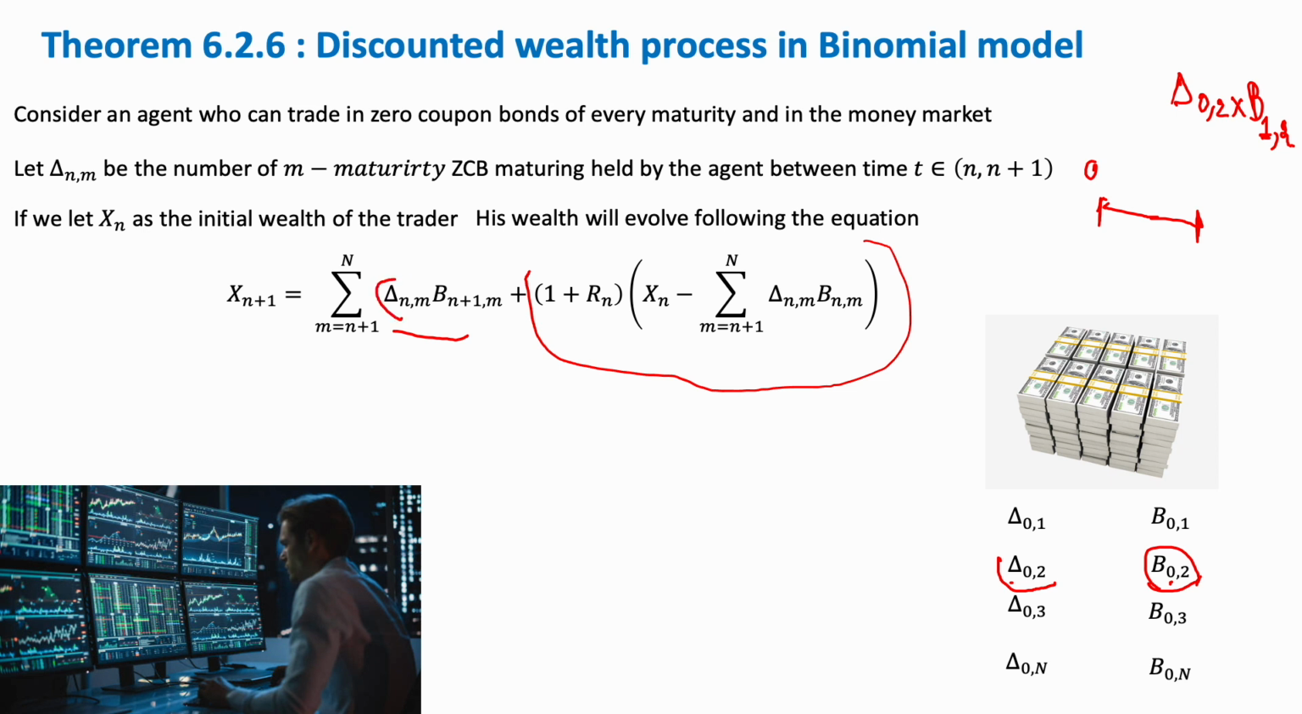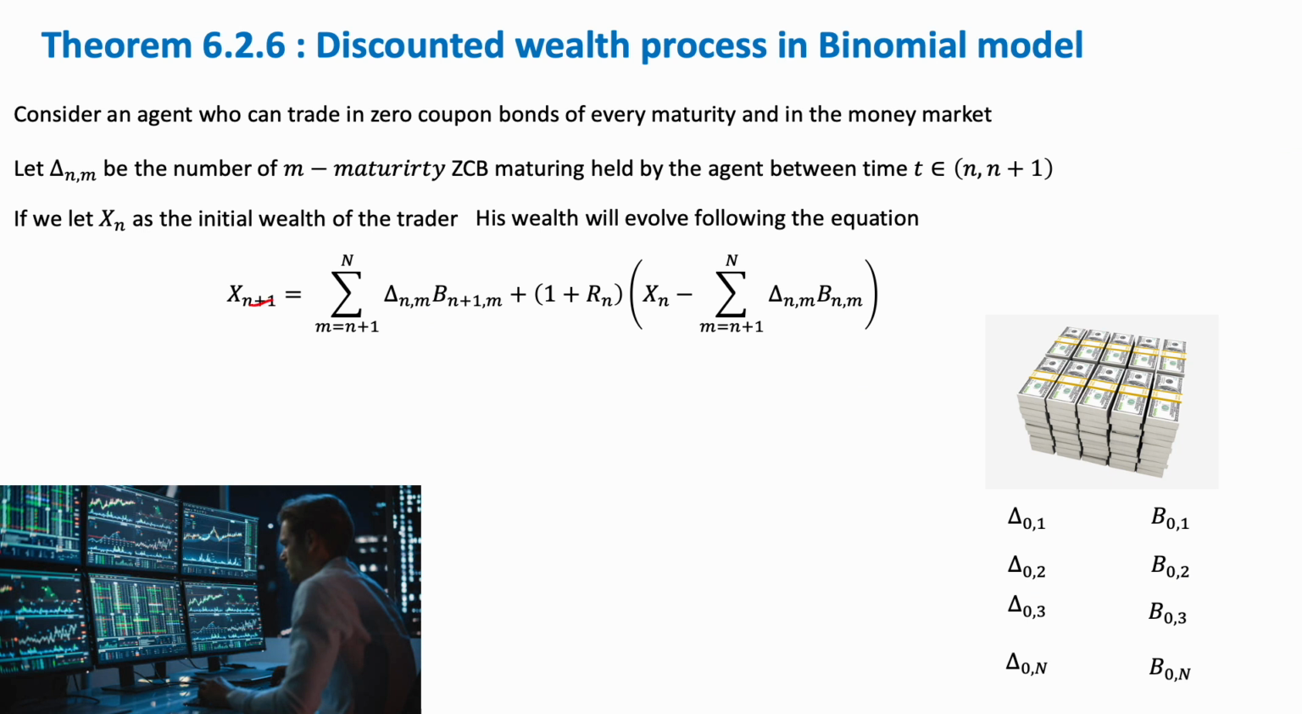We have here the number of shares that he initially had, but now, since we're at time n plus 1, we have n plus 1 here for his bond, and that's pretty much all that is. So naturally, his wealth is going to evolve following this equation.